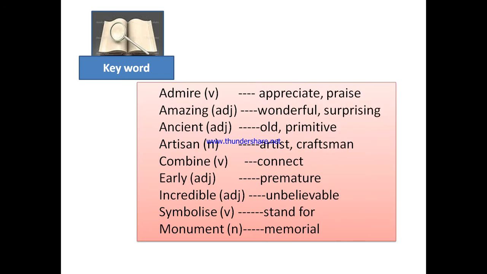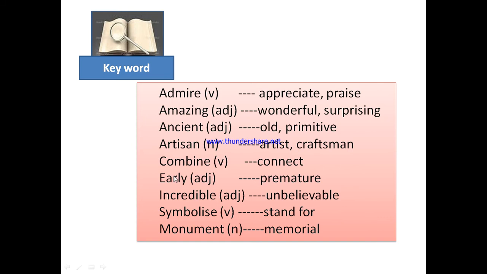Admire. It is a verb and its Bangla meaning is proshomsha kora. Appreciate or praise. Amazing. It's an adjective, Bangla meaning is bishoykor. The synonyms are wonderful or surprising. Ancient, puraton. Adjective, synonyms are old or primitive. Artisan, shilpi, karoshilpi. Noun, artist or craftsman. Combine, jukto kora. It is a verb, synonym is connect.